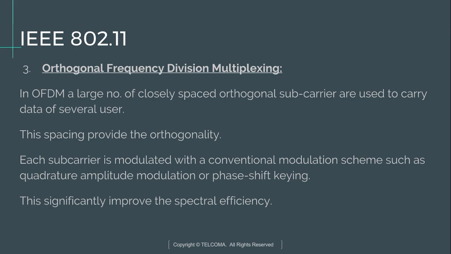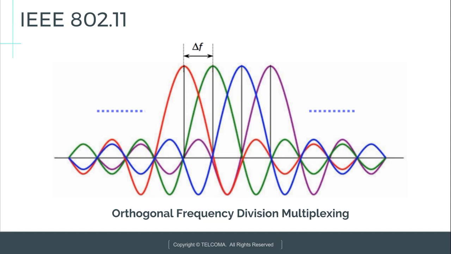This spacing provides the orthogonality, and each subcarrier is modulated using a different modulation technique like QAM and PSK, quadrature amplitude modulation or phase shift keying, and this significantly improves the spectral efficiency. As shown in the diagram, different user data is transmitted using different frequencies, and they are transmitted using different subcarriers that are orthogonal to each other.